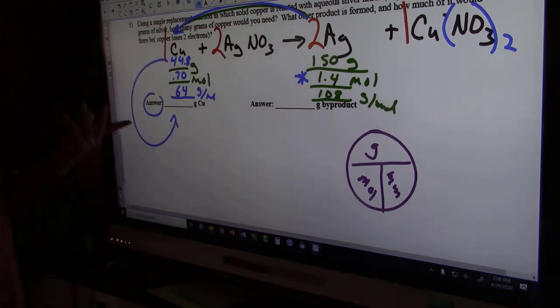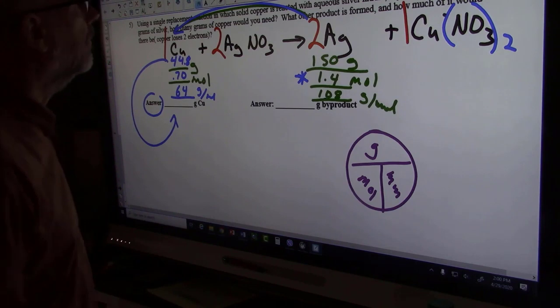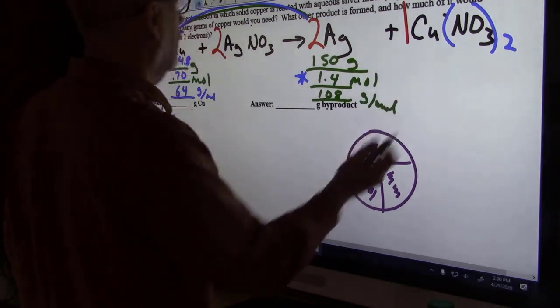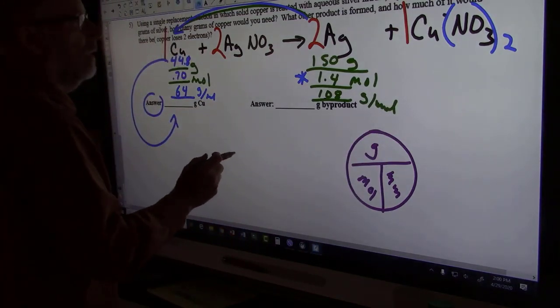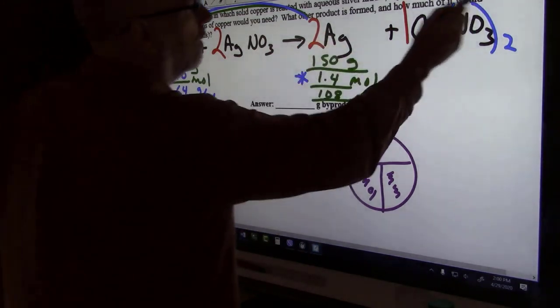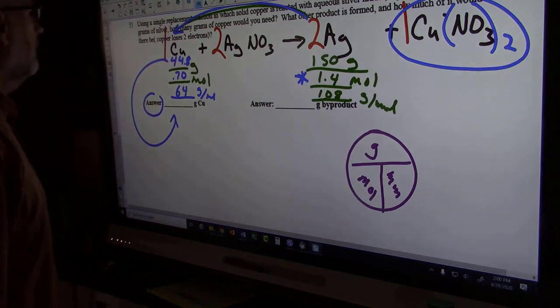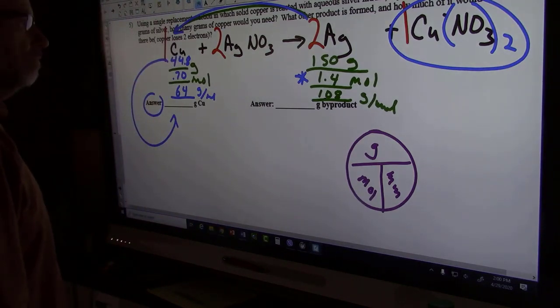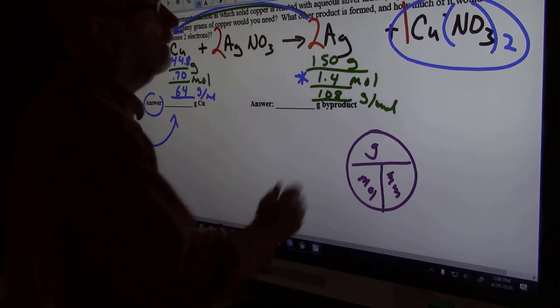But there's a couple other questions that I threw in here just because I'm mean. What other product is formed? Oh, we got it. It's copper nitrate. All right. So circle it, I guess. And how much of it would there be? So that implies how many grams of copper nitrate.